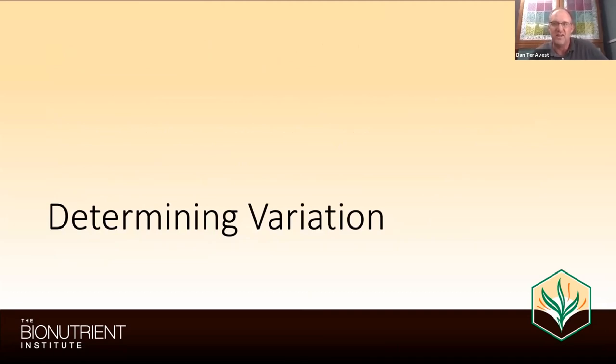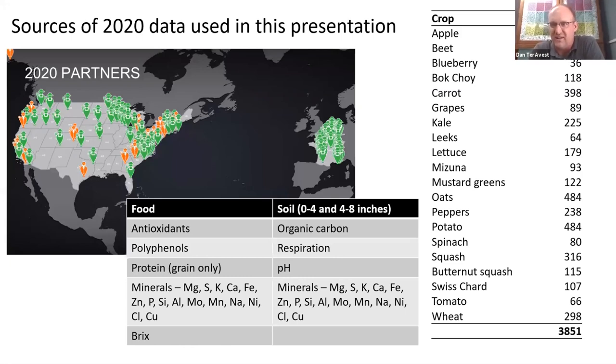So for today, determining variation starts with where we find that variation. These are the sources of the 2020 data that we're going to be talking about throughout this meeting. These are all of the partners who helped us share data this year. We have partners, farmers, and citizen scientists all over the US and Europe who submitted samples to our main lab in Ann Arbor, to our sister labs at Chico State in California, and to the lab in France. All told, you can see on the right a table of all of the crops we received samples for and the number of samples we received. So everything from 36 blueberries to almost 500 oats and potato samples, for a total of about 3,800 samples that we analyzed throughout the year 2020.